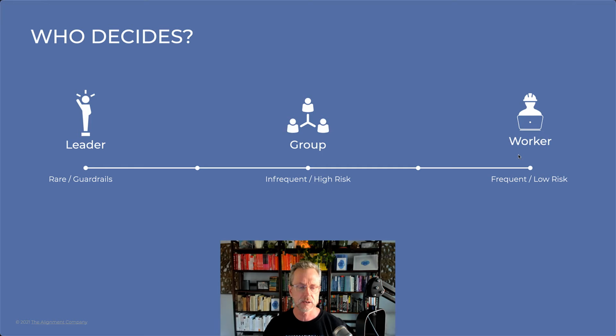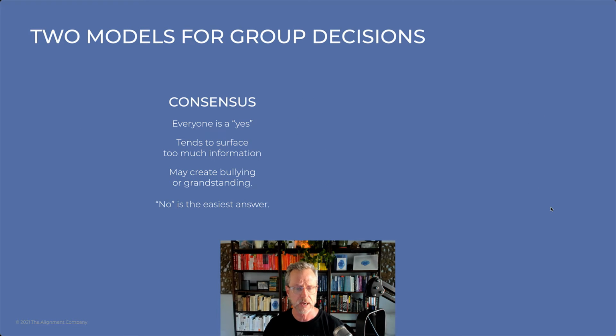So to remind us again, we want the leader to make decisions rarely and them to be sort of guardrails focused about the playing field that we're all playing on. We want the worker to be empowered to make frequent but low risk decisions every day, right? We don't want them checking with us all the time or checking with leadership all the time. But we do occasionally need to come together for these infrequent, high risk decisions. And today I want to talk about how to get there.